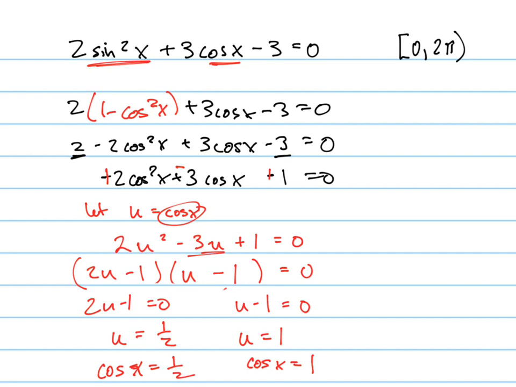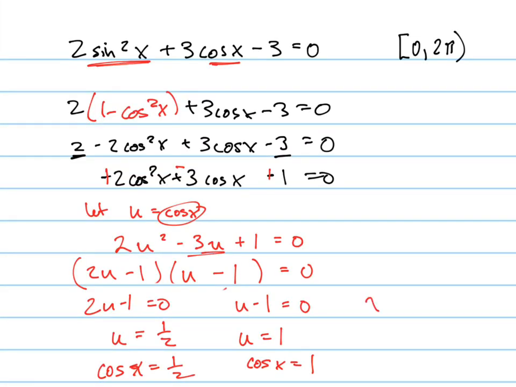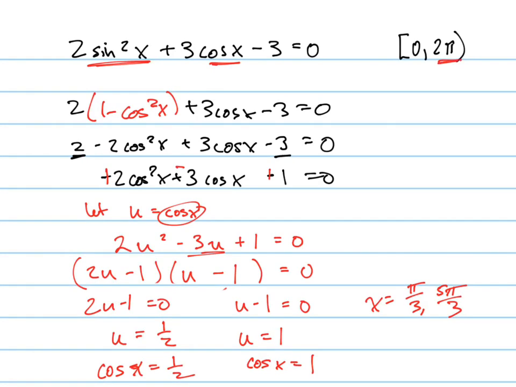And look at your unit circle. Where does the cosine equal 1/2? Cosine is your x coordinate. Where does it equal 1/2? It equals 1/2 at pi over 3 and at 5 pi over 3. So x equals pi over 3, 5 pi over 3, and where does the cosine equal 1? Remember, that's your x coordinate. At 0, or at 2 pi, but 2 pi was not included, so it's 0.